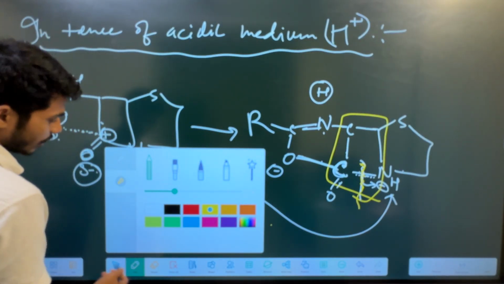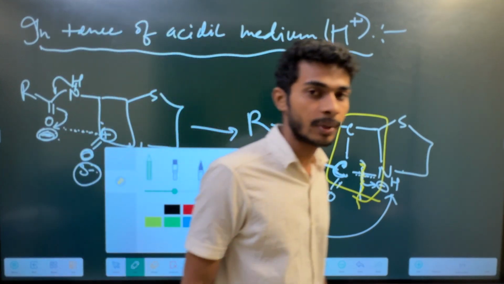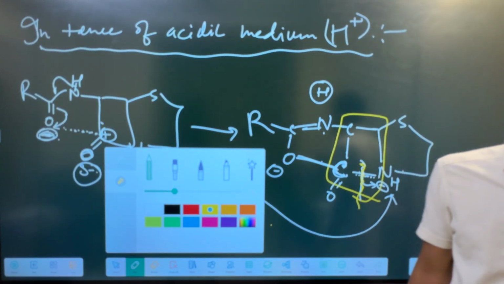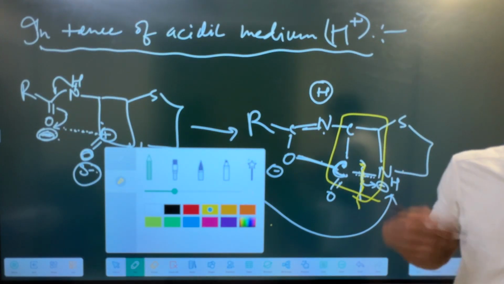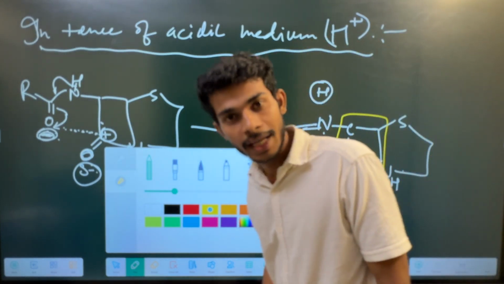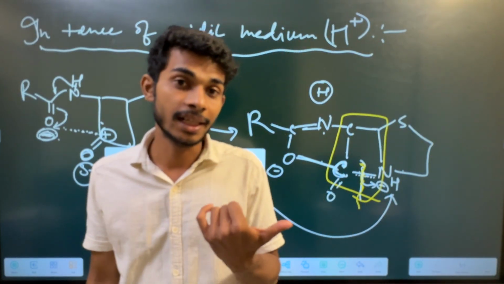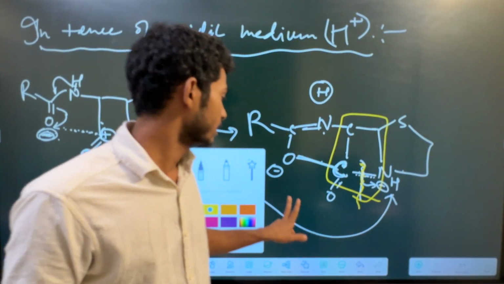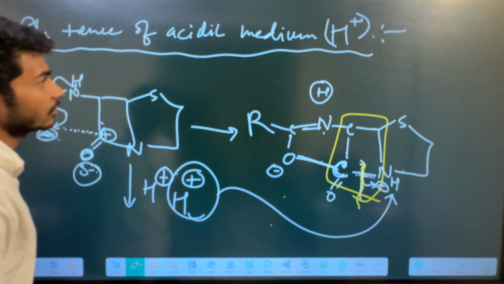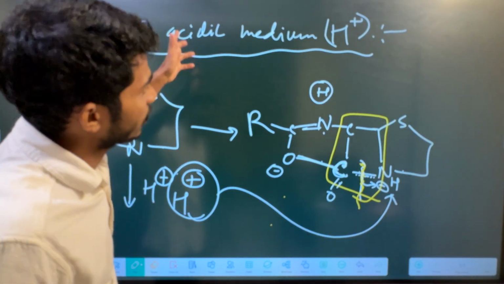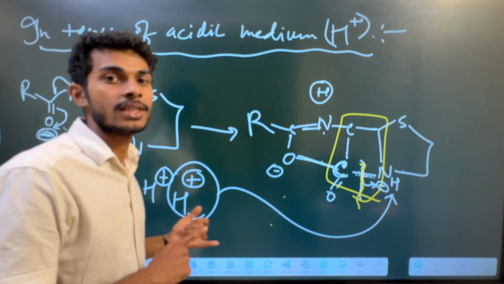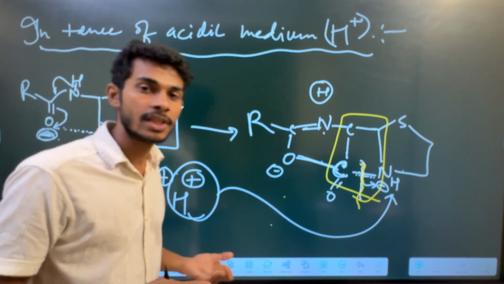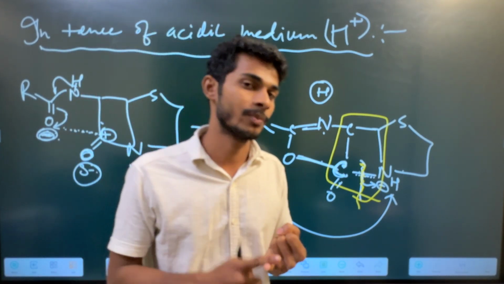What will happen? This penicillin will convert into penicillinic acid, then penicillinic acid will convert into penicilloic acid, and when penicilloic acid converts, it gives penilloaldehyde and D-penicillamine. This is the degradation of penicillin in the presence of acid and base. In the presence of water also the same thing will happen. H plus is also present, OH minus is also present.